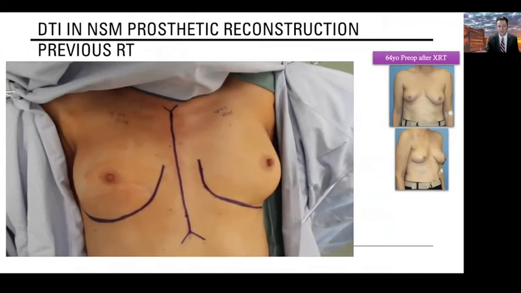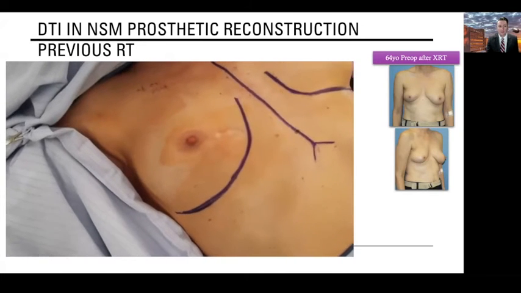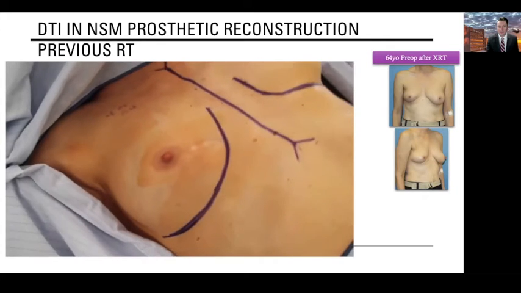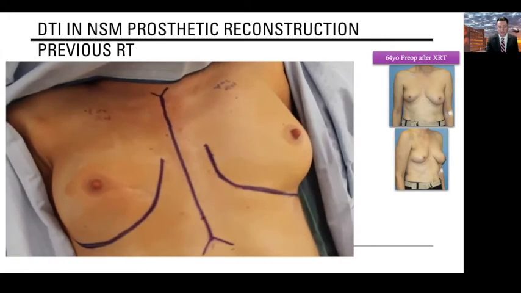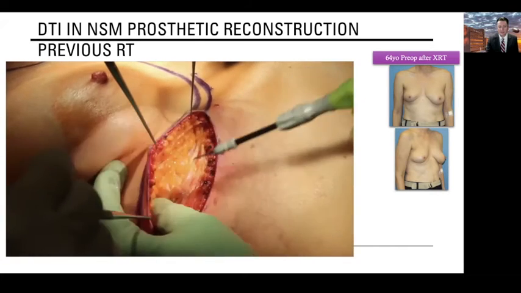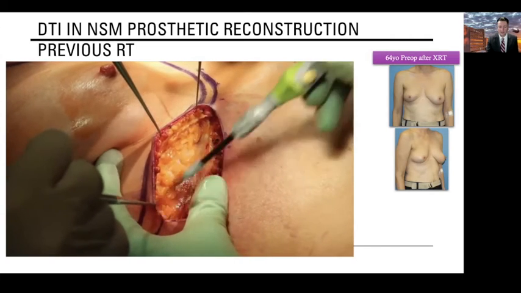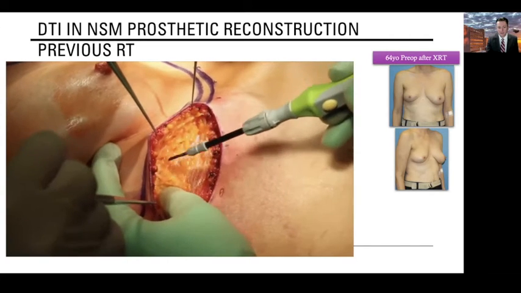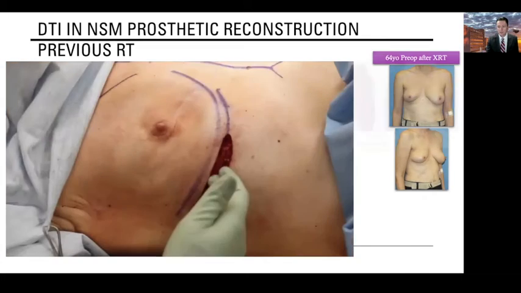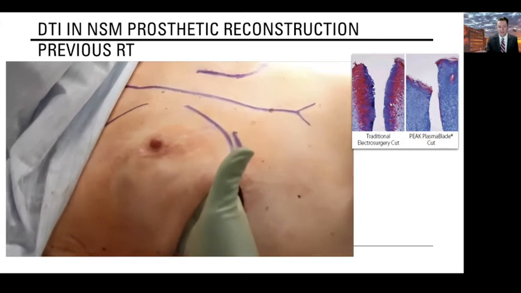This is a video that's just going to demonstrate how we walk through a typical implant-based reconstruction in a complicated radiated patient. This patient has had a previous lumpectomy of the right breast. You can notice the scar on the medial aspect. And to decrease thermal damage during the procedure, our breast surgeons do prefer to use a PEAK plasma blade, which has less thermal damage.